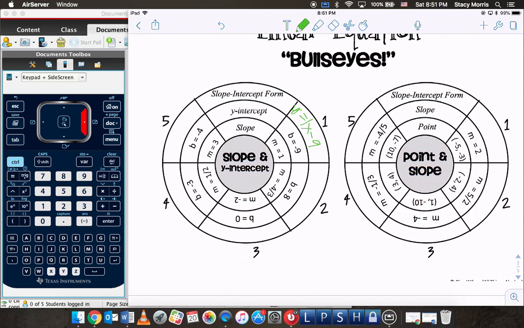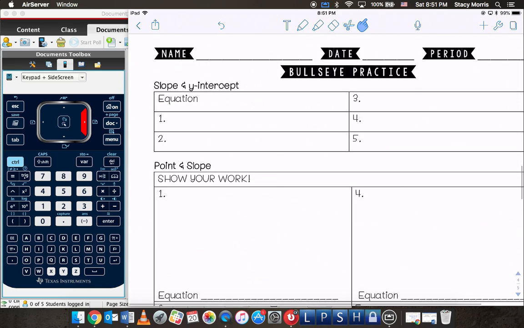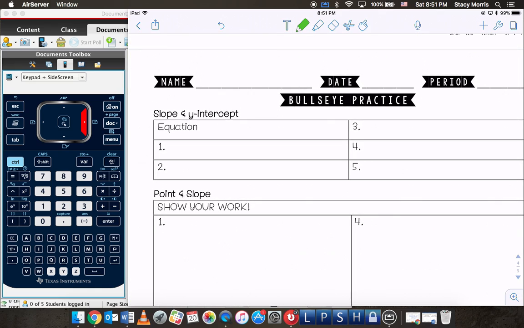So I'm going to put it there, but I'm also going to put it on my paper. So that way, that paper is what you're turning in. So number 1, our answer was y equals 1x minus 9. All right, so those should be pretty easy for you.